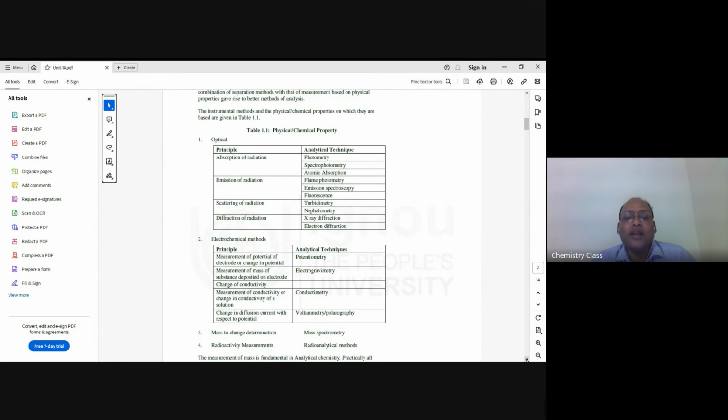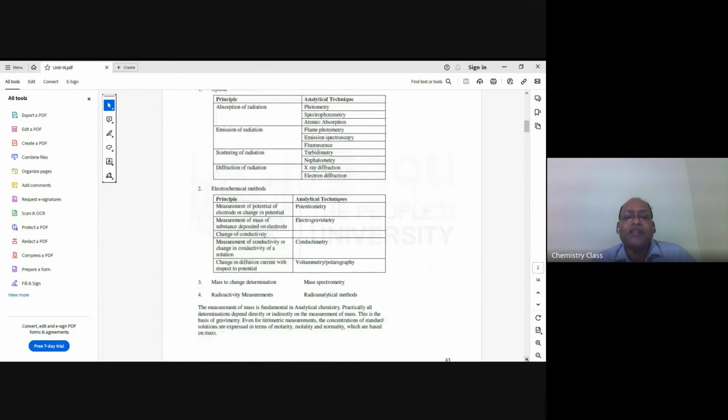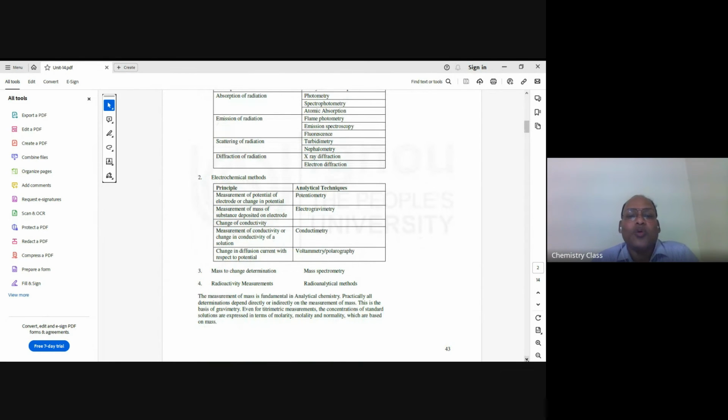Now come to the electrochemical methods. Measurement of potential of an electrode or change in potential, then you have to use potentiometry. Measurement of mass of substance deposited on an electrode means electrogravimetry techniques. Measurement of the conductivity or change in conductivity of the solution, then conductometry. Change in diffusion current with respect to potential, then voltammetry and polarography.